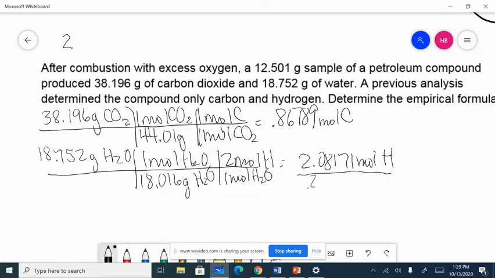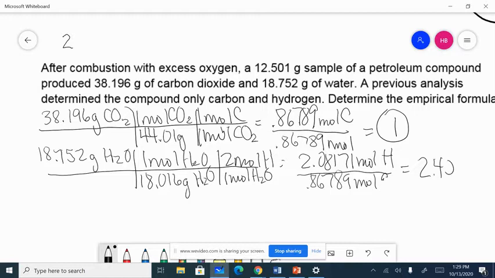Now we're going to do a division again. We're going to compare by dividing as the next step. So here we get a 1, and here we get a 2.40. So CH2.40 doesn't make any sense because I can't have a part of an atom. So I'm going to have to find a number that I can multiply 2.40 by to get a whole number.